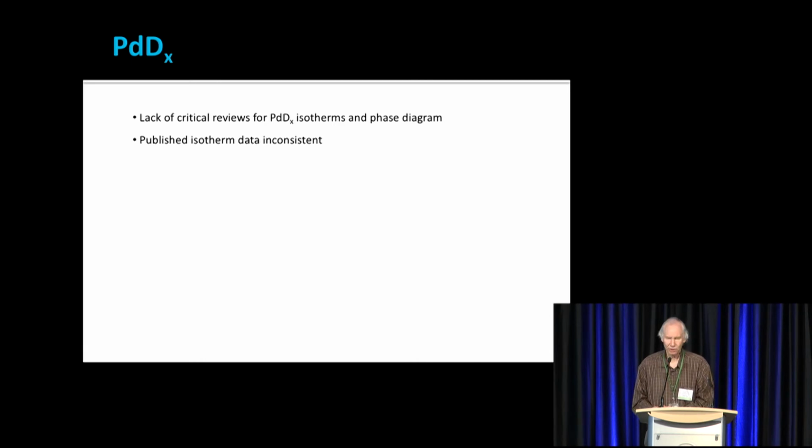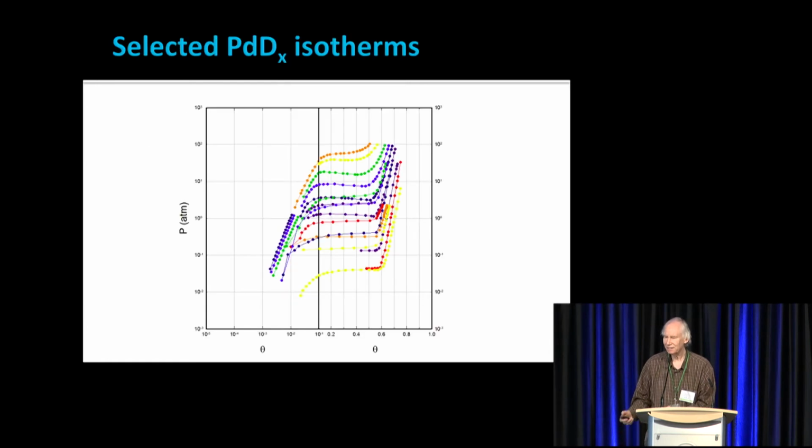So there's no equivalent critical review for the palladium deuteride isotherms. The published isotherm data is inconsistent. So let me take a selected set of these isotherms and plot them. There they are. Some isotherms taken at the same temperature are at different places by a lot. Some isotherms at different loading simply cross. Some aren't straight, and the miscibility gap. Anyway, it's a three-ring circus for the data.